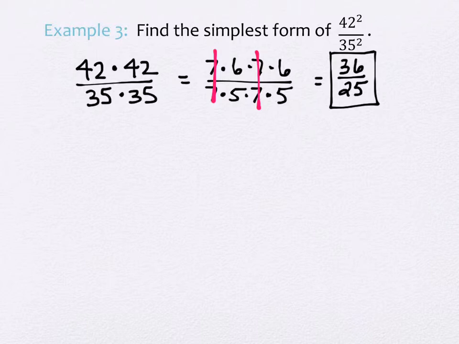The numerator's bigger than the denominator. For some people that really bothers you, I can tell. 6 squared and 5 squared. Yeah, you could write it that way. It would be reasonable to write this. You could leave an answer written in that form.